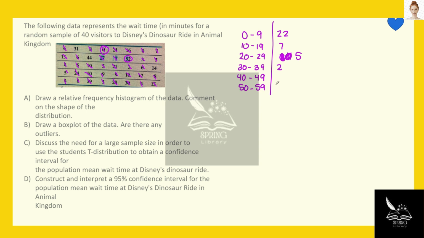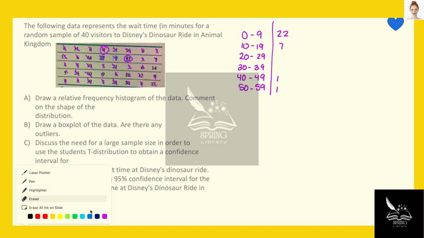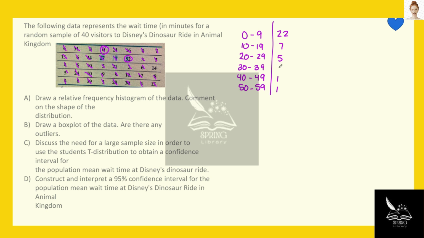And it happens. 40 to 49 would be 1, and there's 1 for 50 to 59. I missed a 31, which would go here, so 3. I'm going to erase this so that we get a better picture. So 5 here and 3 here. If we notice, the distribution is going to be skewed to the right.